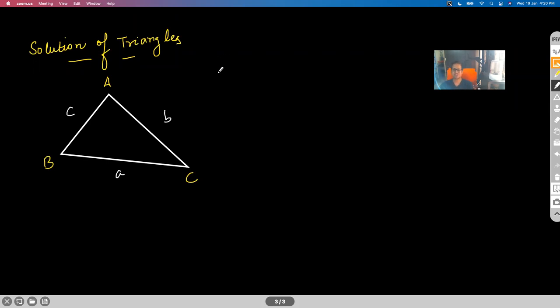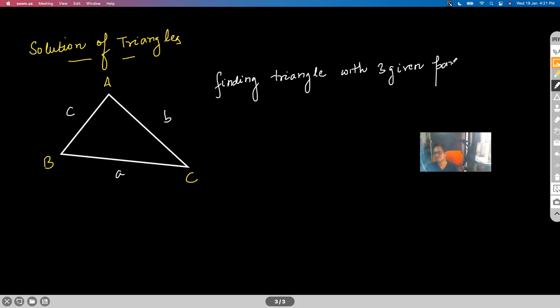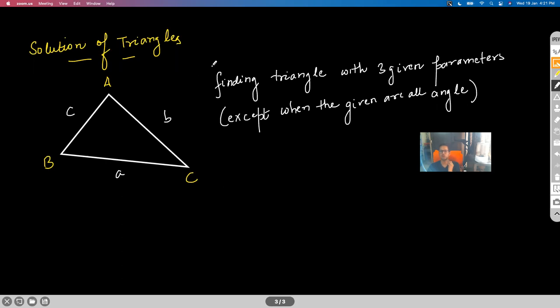So I'll write it down. This chapter deals with finding triangles with three given parameters, except when the three given are all angles. This is basically called solution of triangles. So this chapter deals with this concept, plain and simple.